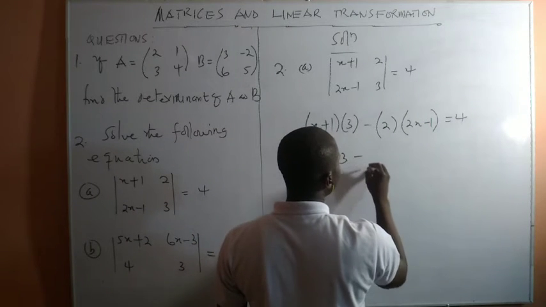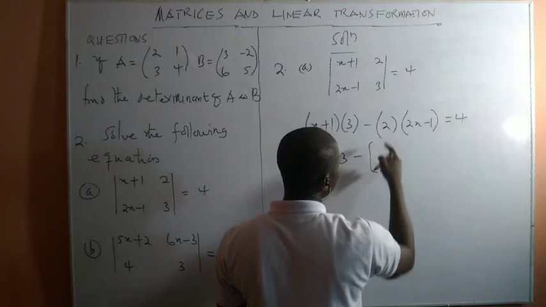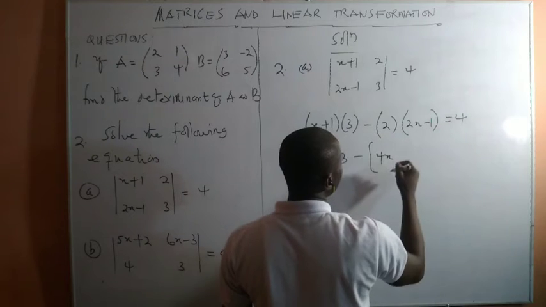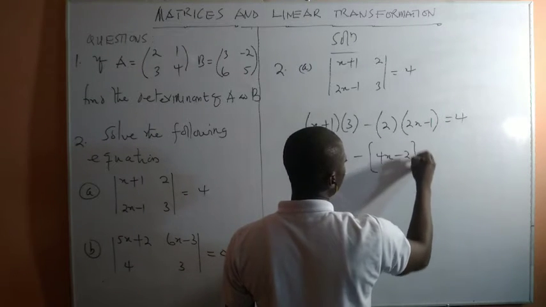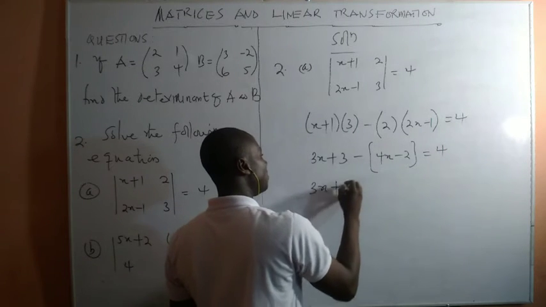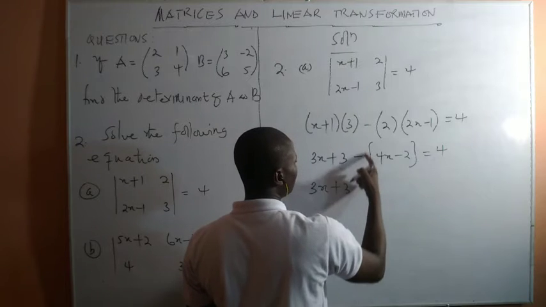Then we have minus. We can simplify this before we open the bracket. So we have 2 times 2x here, then we have 4x. Then we have 2 times minus 1, this will give us minus 2. And this is equal to 4. So we have 3x here plus 3. Now we have minus 1 times 4x, because the coefficient here is 1.